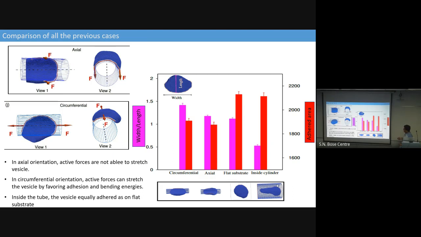In the minimum, on the inside of a cylinder, we see that this vesicle is as well adhered as when it is on a flat surface. So it is not feeling anything, it is very, very perfectly adhered. So it is happy, and it is not trying to change its direction, and it is moving along the axis. So this gives a qualitative understanding of why this is preferred rather than this.